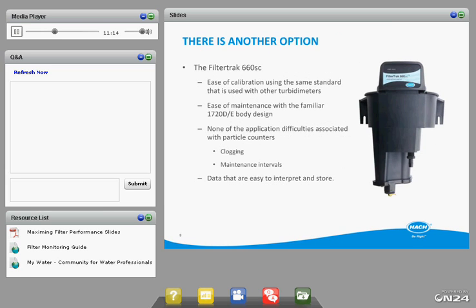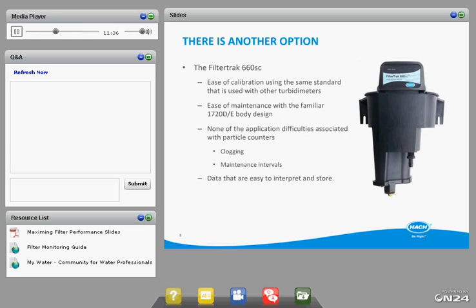Well, we'd like to submit that there's another option, rather than having a 2-instrument solution, to still get the benefits of optimization, and that's to use the FilterTrack 660. By using a laser turbidimeter, you get the ease of calibration that you do with a traditional online turb such as the 1720, and the familiar maintenance because the instrument comes in the same body style.